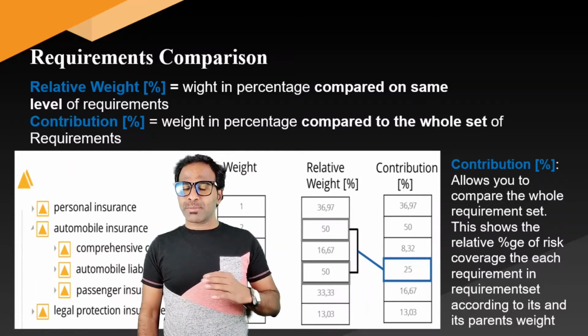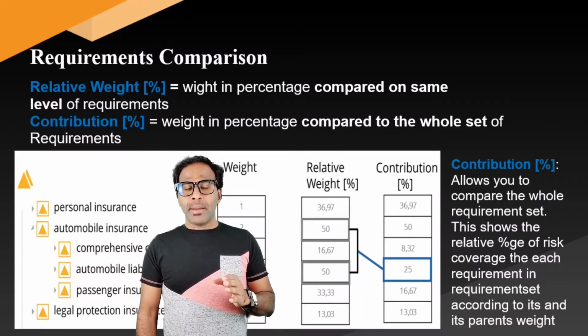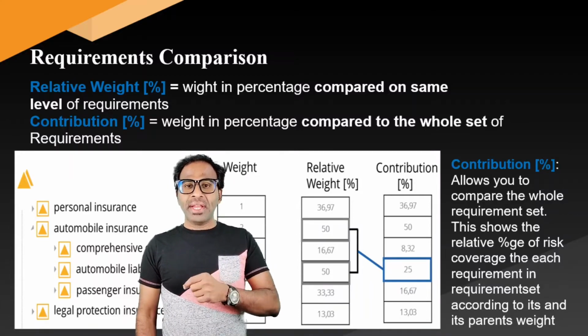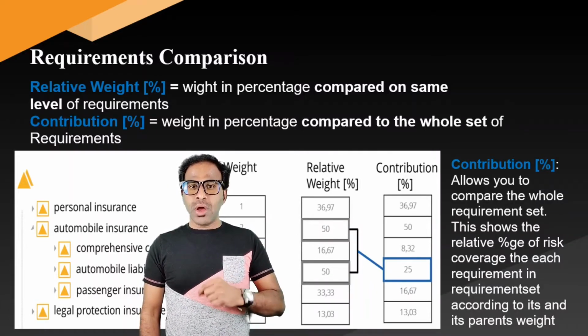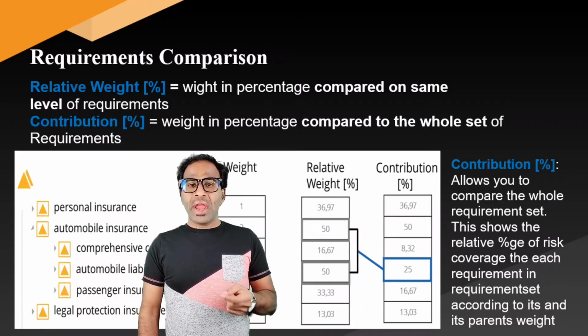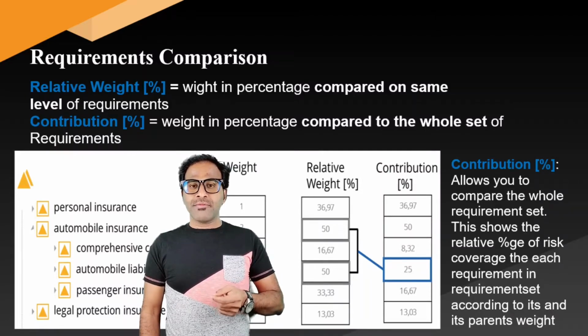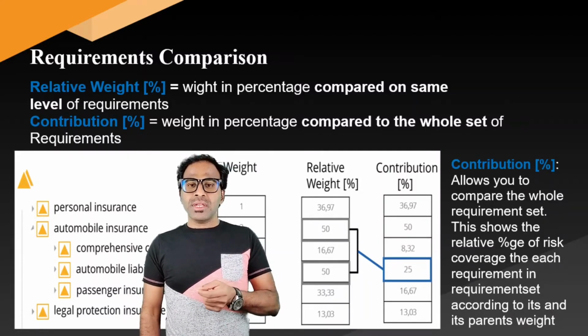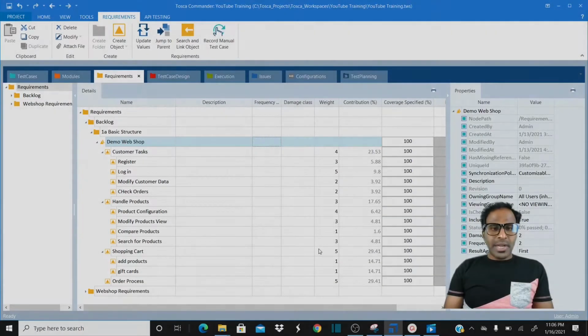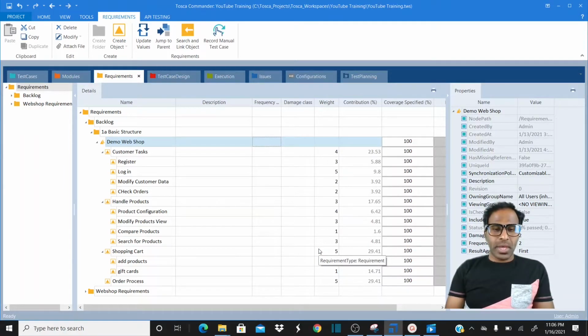I already showed you how we can perform the basic weightage of the requirements. So now I'm going to show you in the Tosca tool how you can weight the requirements by using frequency class and damage class. Let's jump onto the system. So now let me walk you through the complex weighting. How can we perform complex weighting of the requirements by using frequency class and damage class?